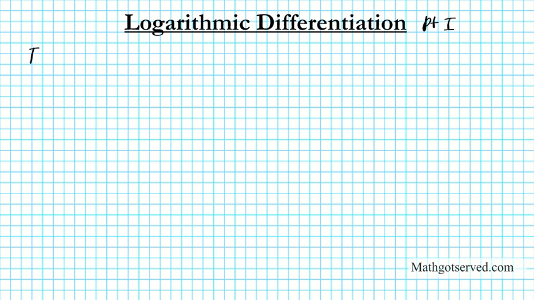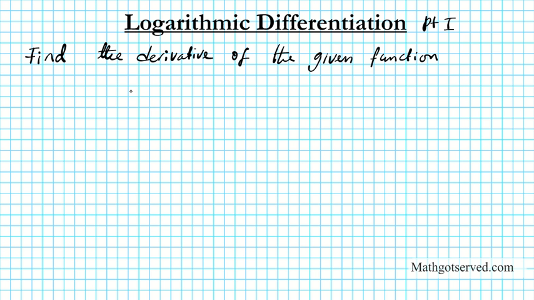So find the derivative of the following. Find the derivative of the given function. And then the function under consideration is y equals x to the third e to the x times 2x plus 3, divided by 3 to the ln x times x plus 2 squared.